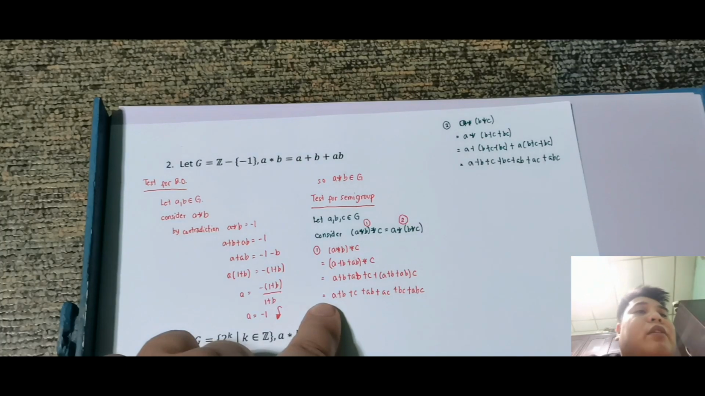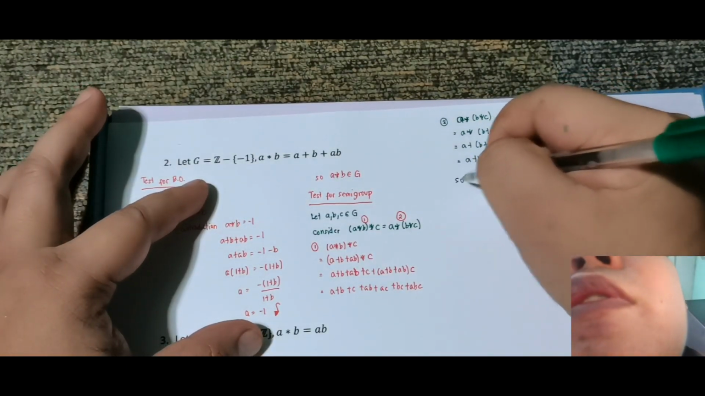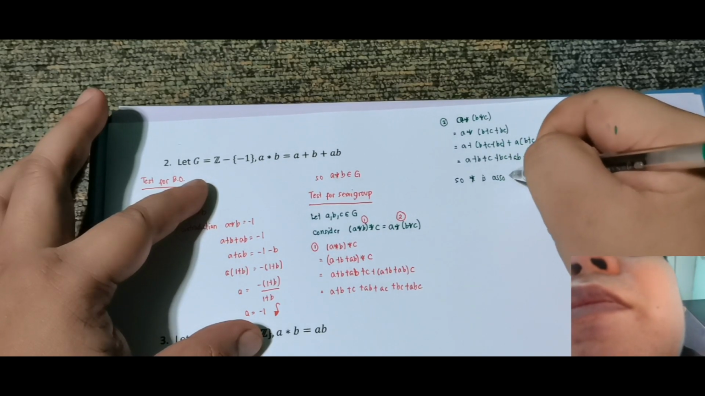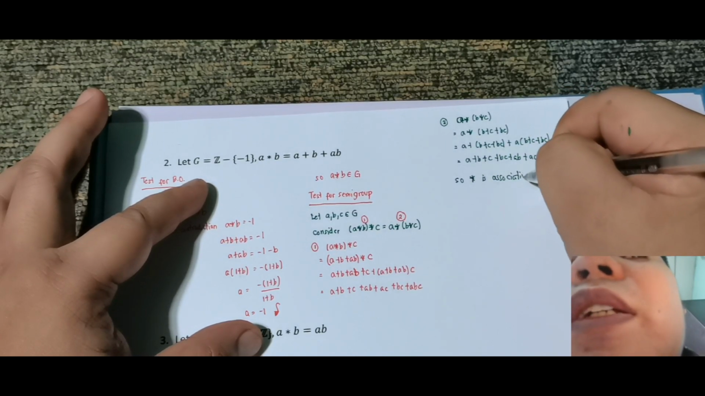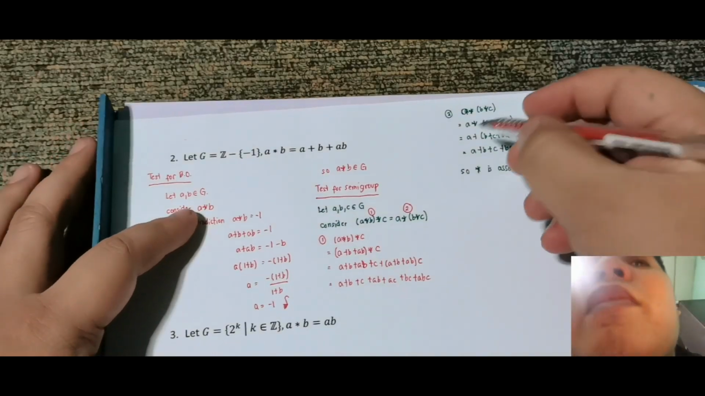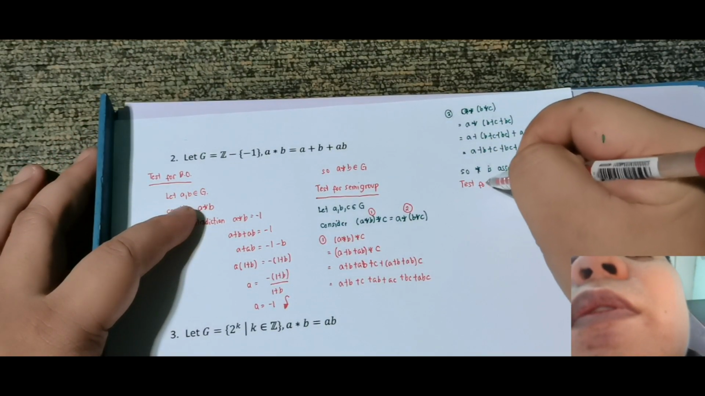Which is equal dito. Okay, therefore asterisk is associative. So semigroup na siya. So aware na tayo na siya ay semigroup. So next is test for monoid.